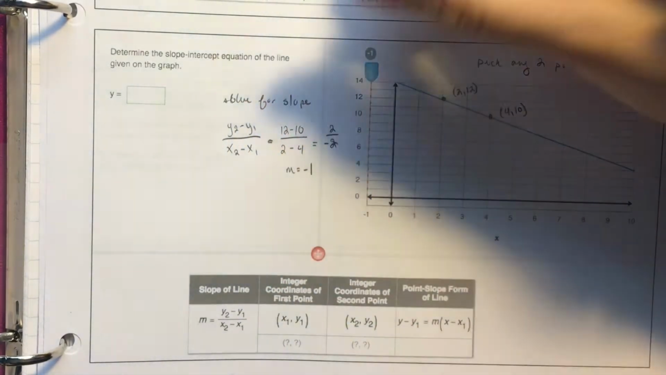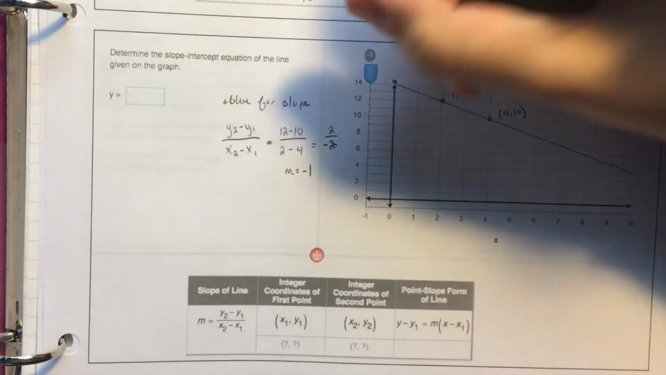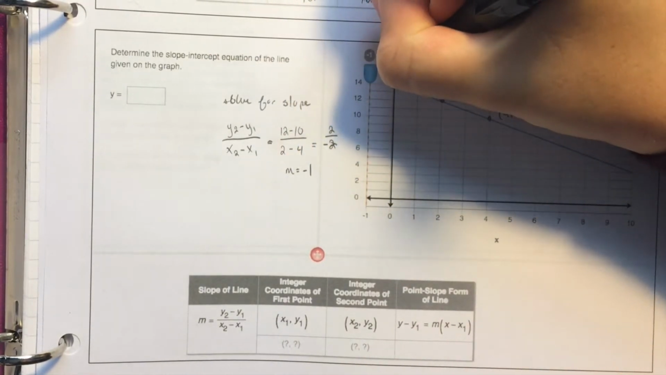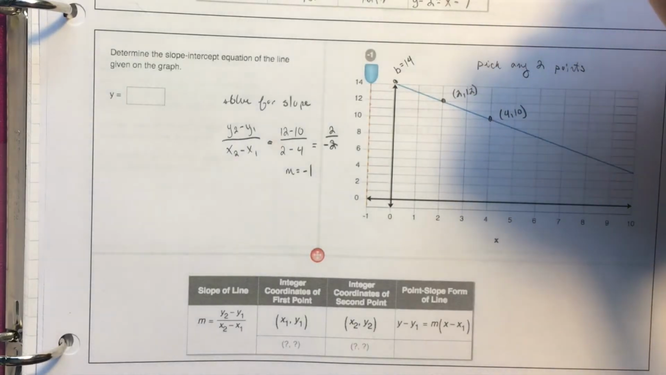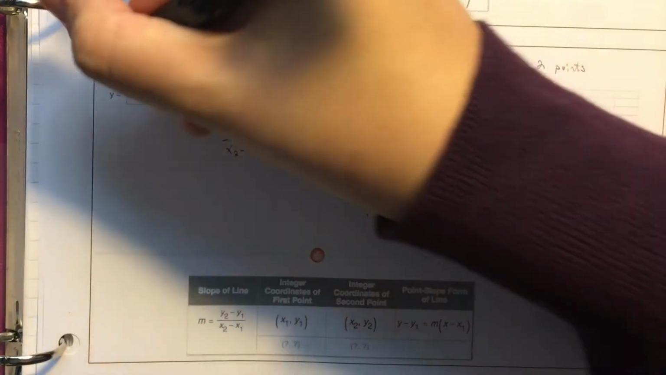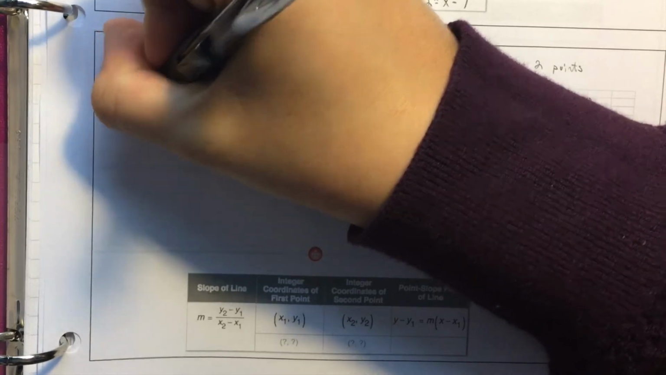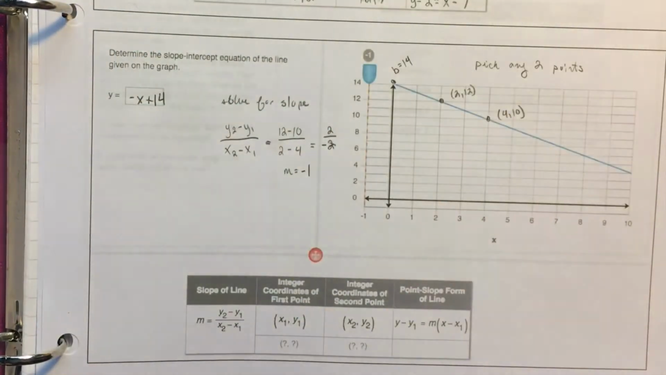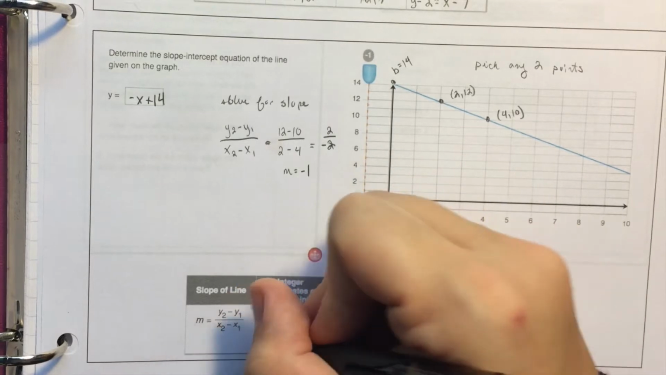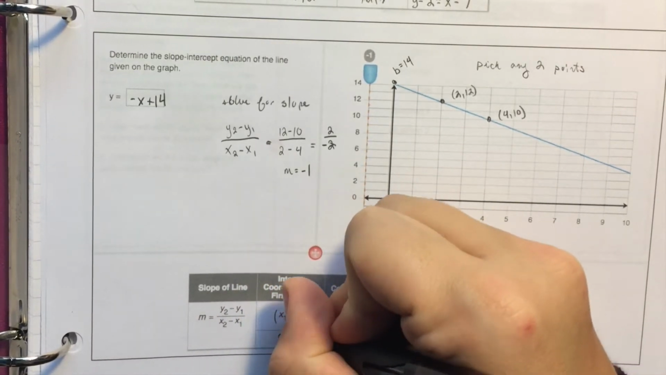Now, I could substitute in the slope and one coordinate into my y-intercept equation and solve for my b value, but because I have a graph of the line, I can see that my y-intercept is equal to 14. So my equation is y equals negative x plus 14, because I have a slope of negative 1 and a y-intercept of 14.